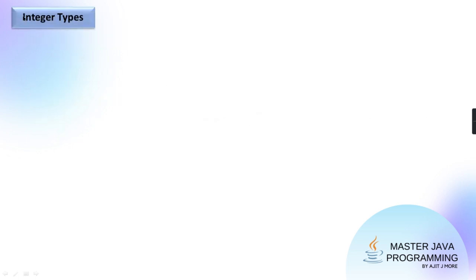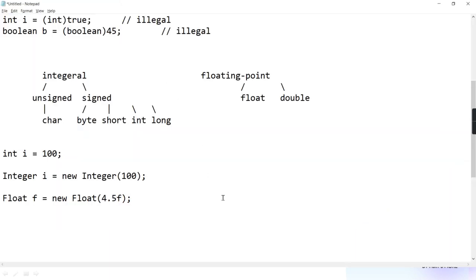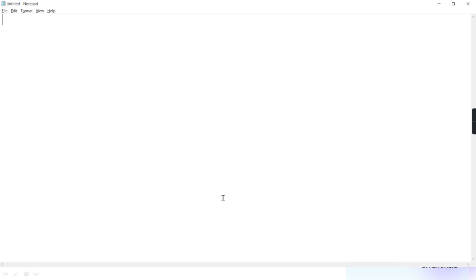Integral means whole numbers. How will they be stored in memory? Will they be stored in their equivalent binary representation? Yes or no, guys? If the value is 35, or if the value is 101, are these values internally represented in their binary form? 35 converted to binary, 101 converted to binary. Yes or no?